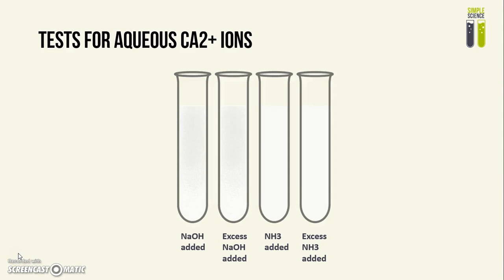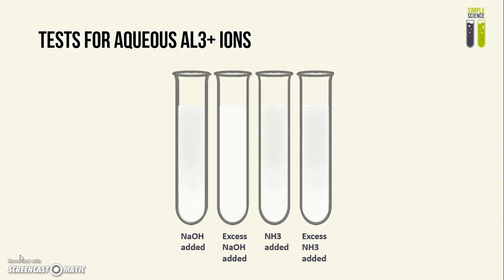First up, we have calcium ions. When you add aqueous sodium hydroxide to calcium ions, white precipitate will form, and it is insoluble in excess sodium hydroxide. When you add aqueous ammonia to it, then no precipitate or very slight white precipitate will form.